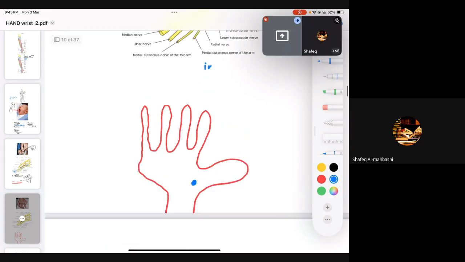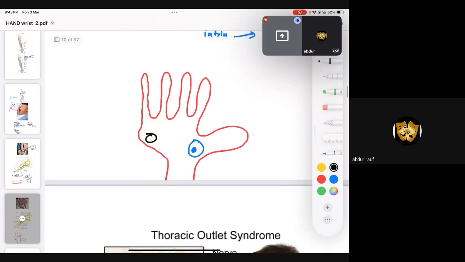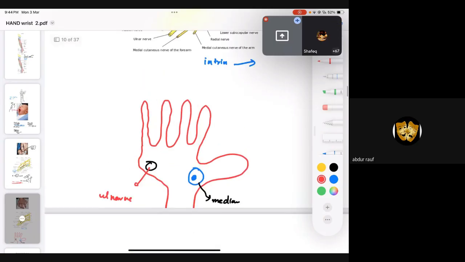Intrinsic muscles of the hand. What are intrinsic muscles of the hand? Simply think of the muscles which are found within the hand, which arise within the hand and insert within the hand; these are simply known as intrinsic muscles of your hand. So you have your thenar muscles and your hypothenar muscles. The thenar muscles are basically supplied by the median nerve, right? And the hypothenar muscles are basically supplied by the ulnar nerve.